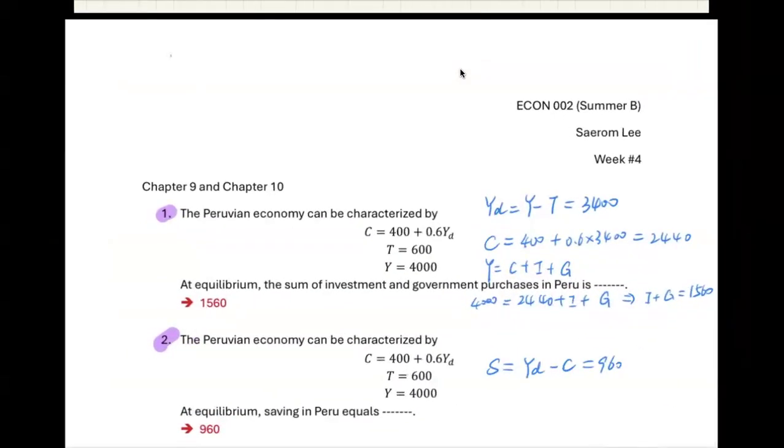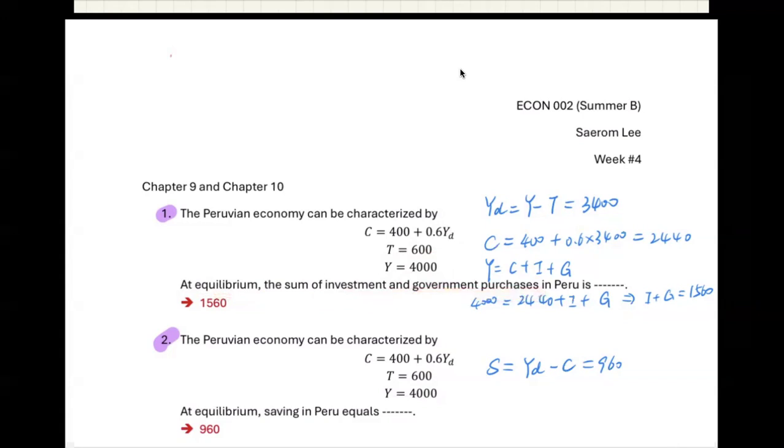Now there's an economy that can be characterized by these 3 equations. So when we look at the first equation, then we can directly know that MPC equals 0.6, right? So this is the direct information, but we are not going to use it in this question. And we know T, we know Y. So the question is that at the equilibrium, what's the sum of consumption and government purchases?